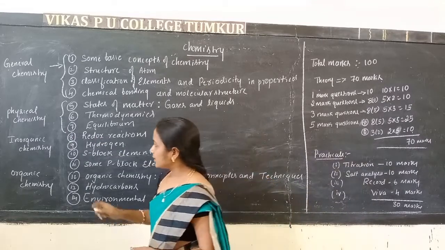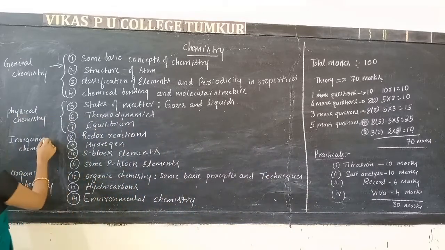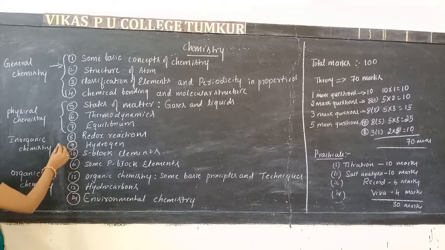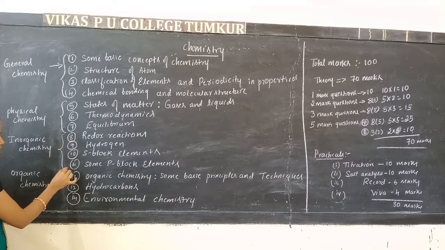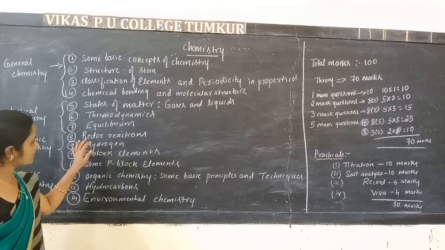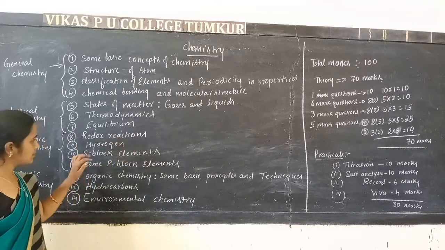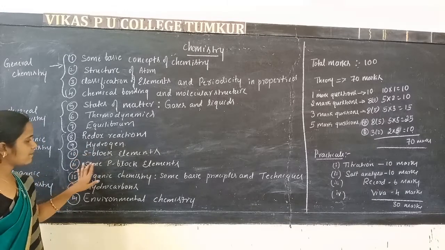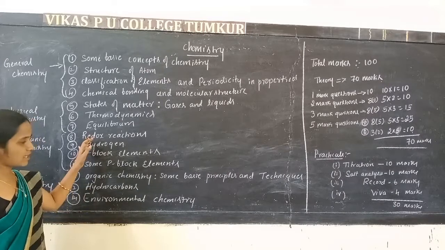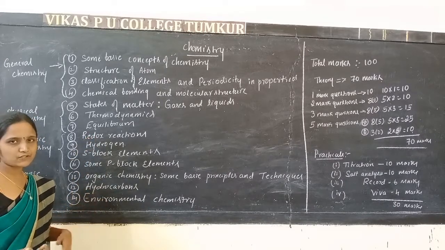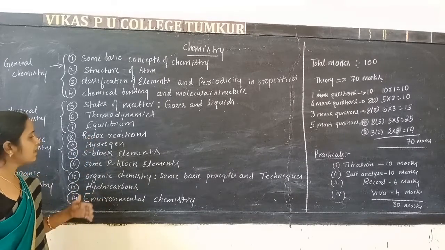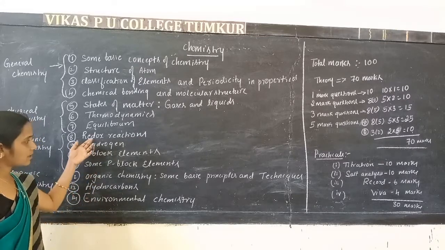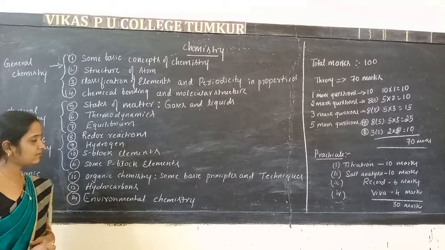Along with that, the next group is inorganic chemistry. In inorganic chemistry we study 4 units, mainly redox reactions, hydrogen, S block elements and some P block elements. Redox reactions: you have already studied oxidation and reduction reactions in lower classes. When both happen simultaneously, we call them redox reactions. We study redox reactions in the first year PUC.